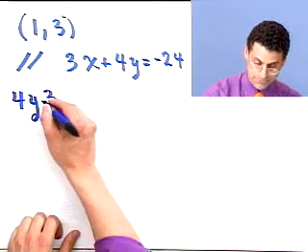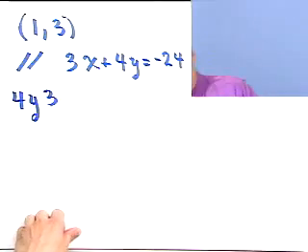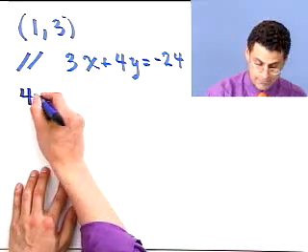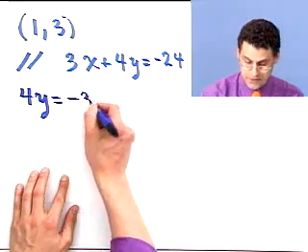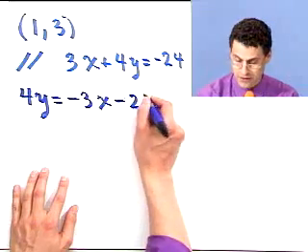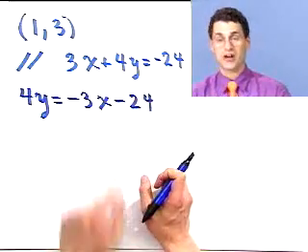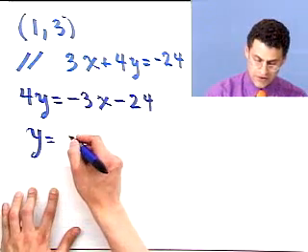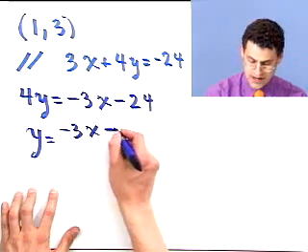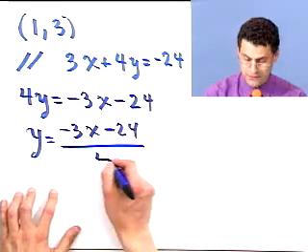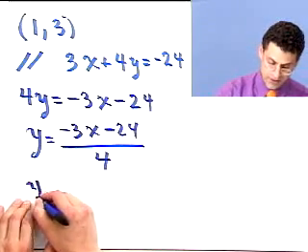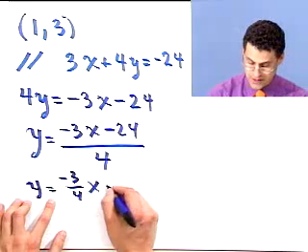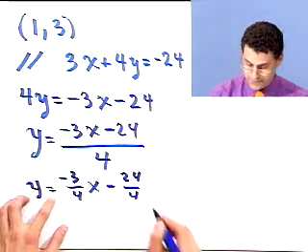4y equals, I see a big mess, basically, is what I'd see. What do you see? I see a big mess. I'd see 4y equals minus 3x minus 24. I just subtracted the 3x from both sides. Now if I divide through by the 4, I see y equals minus 3x minus 24, all divided by 4. And I could write that, if I wanted to, as y equals minus 3/4 x.